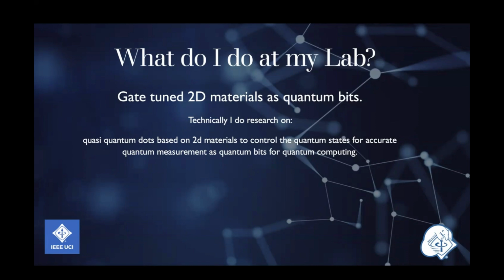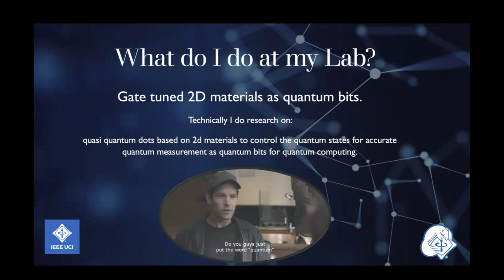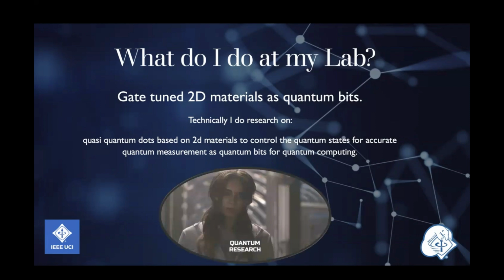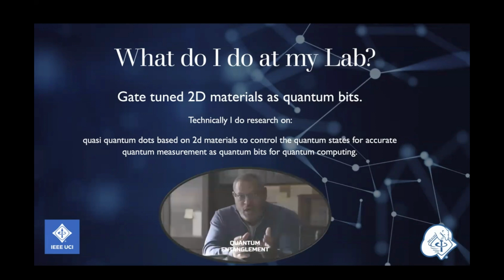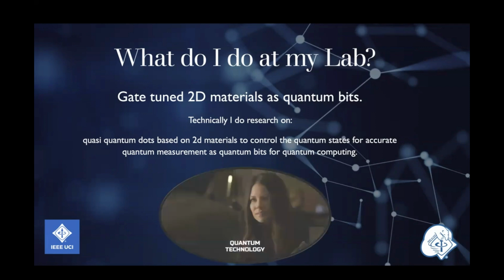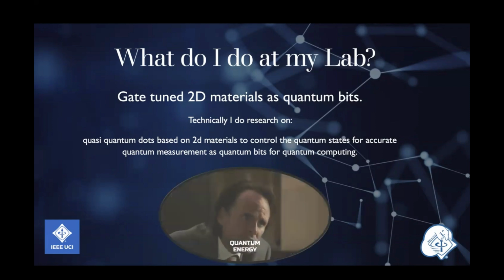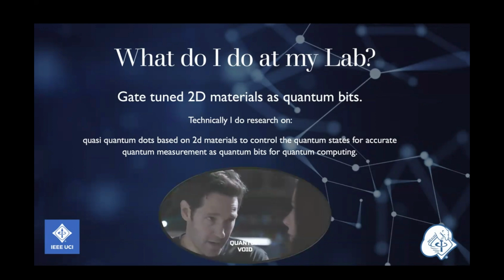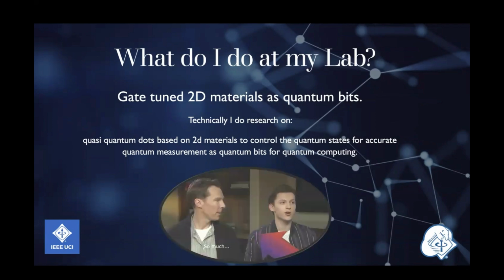But if you think that we are the persons that use quantum most of the time, you're wrong. There is somebody that used quantum much more than us. You guys just put the word quantum in front of everything? Quantum phase, quantum spectrometer, quantum anomaly, quantum research, quantum entanglement, quantum technology, quantum energy, quantum system, quantum healing particle, quantum tunnel, quantum void, quantum force. So much quantum realm stuff.